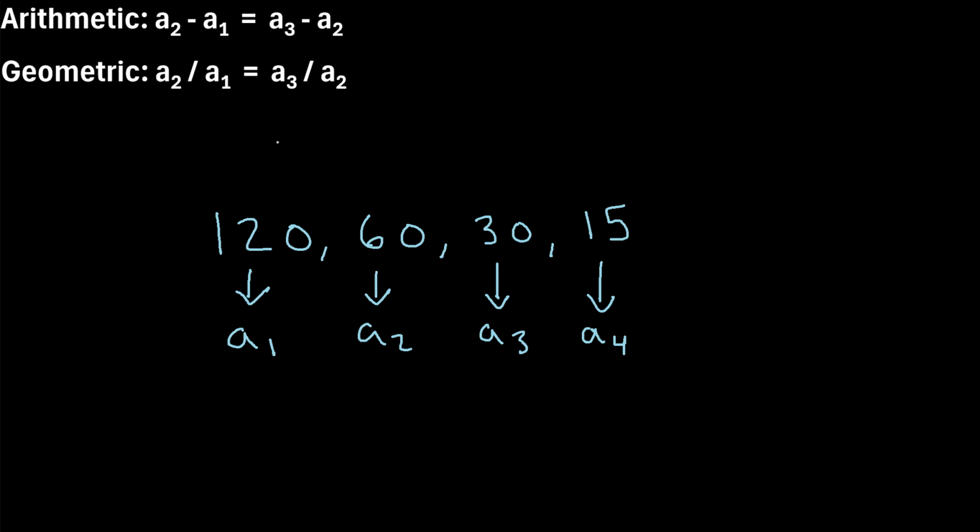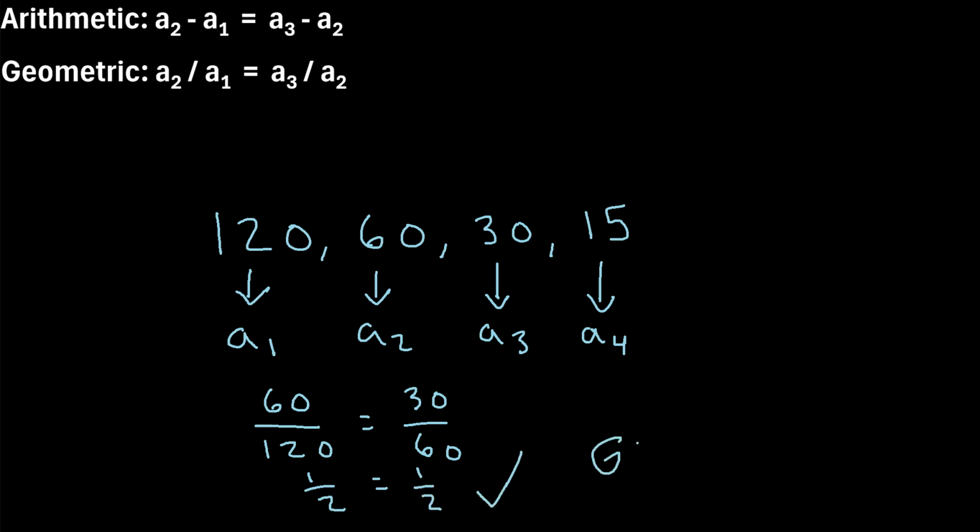Next, let's check if it's geometric. So a2 divided by a1, so 60 divided by 120. Let's check if that's equal to a3 divided by a2, so 30 divided by 60. Well, 60 divided by 120 can be reduced to 1/2, and 30 divided by 60 can also be reduced to 1/2. So this is a geometric sequence.